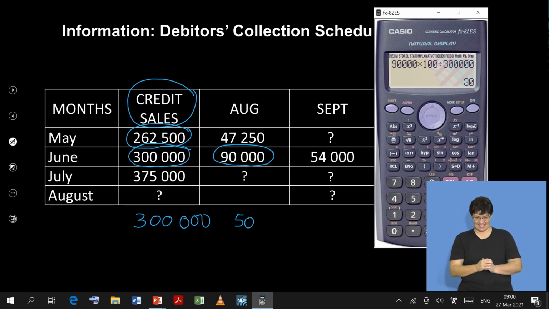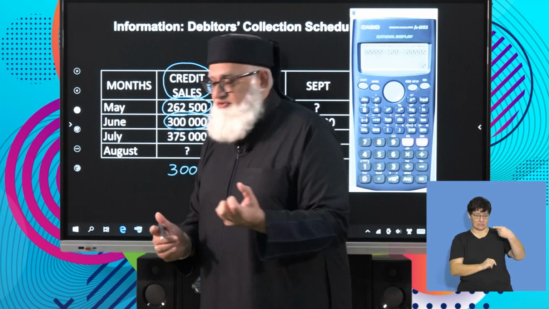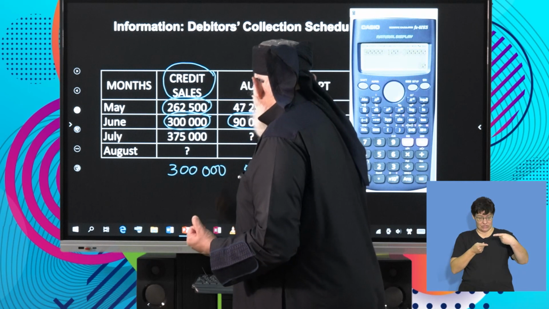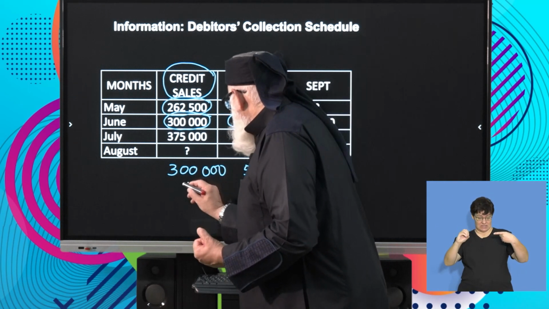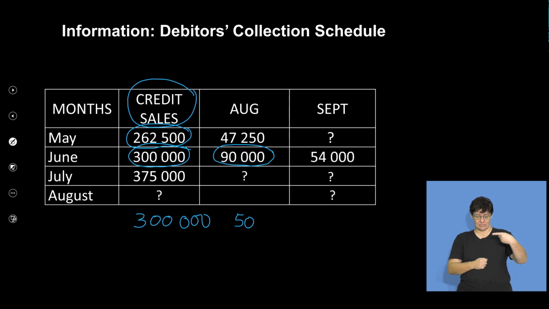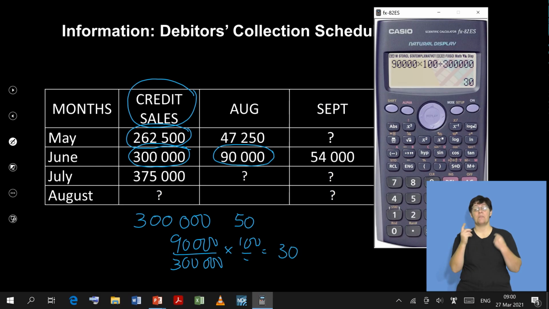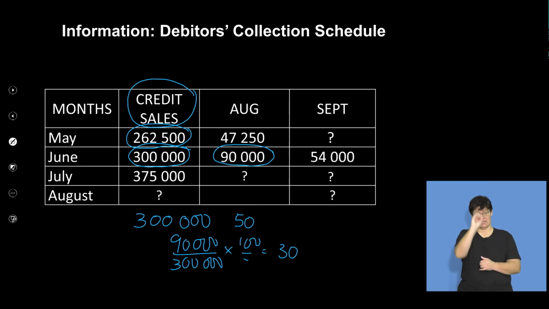I repeat, because of its importance. Number one, take the amount that you are receiving, which is the 90,000. Take your 90,000 over the 300,000, which is the credit sale, times 100 over 1. Obviously, it will give me, like we calculated, a percentage of 30%. Okay? So there we go. I've got the 30% now.